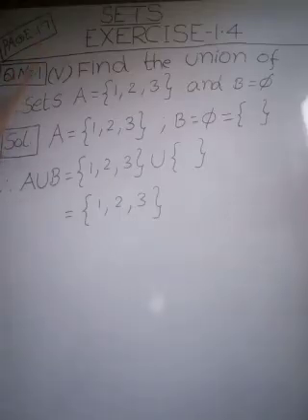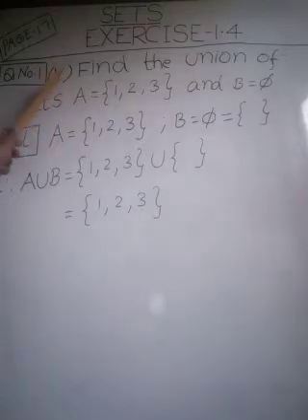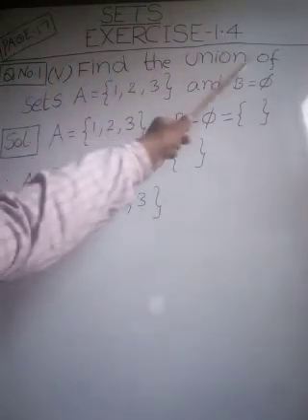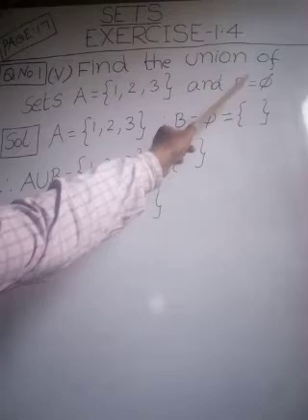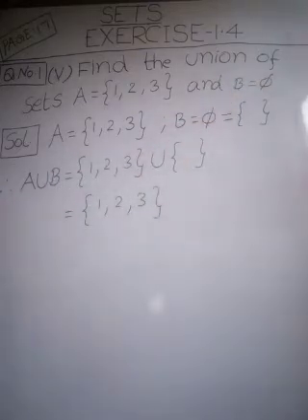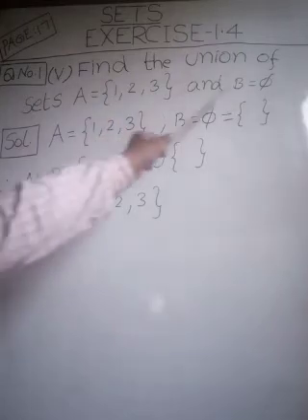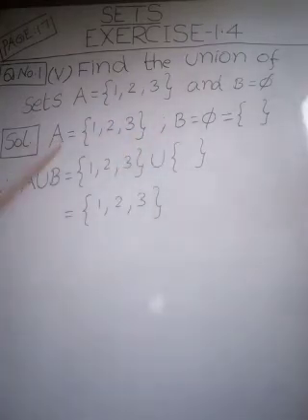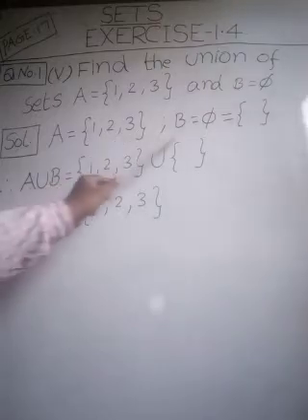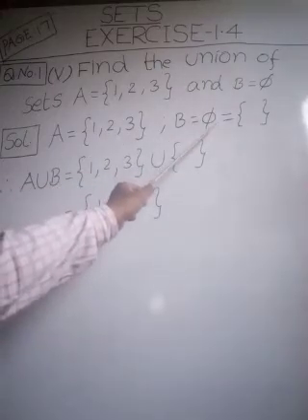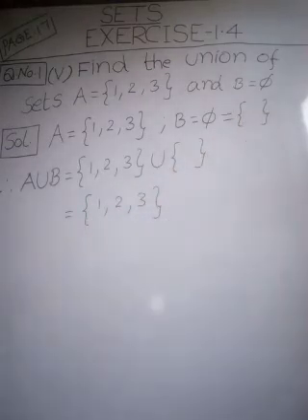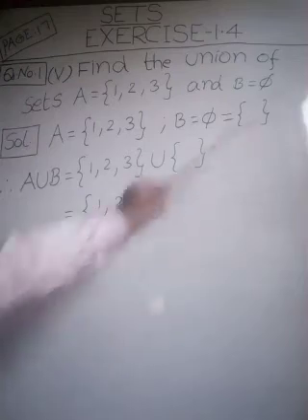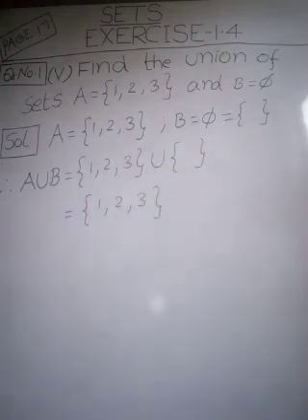Now come to the next question. The first Roman numeral, fifth question. Find the union of sets A is equal to the set {1, 2, 3} and B is equal to the empty set. Okay, my dear children? We have to find the union of these two sets. So I wrote here A is equal to {1, 2, 3} and B is equal to ∅. What is meant by ∅? Empty set, null set, means there is no element, only braces. Within the braces, no element should be written. We should not write any element. Empty set or null set or void set.